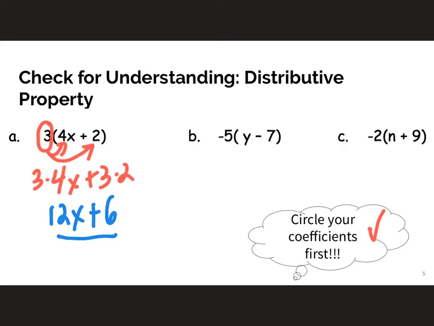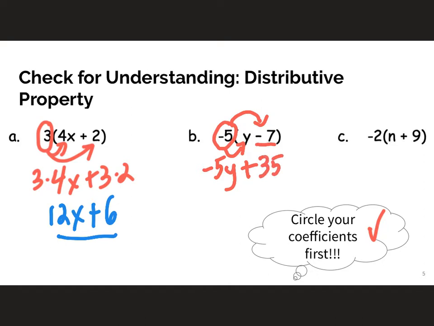Let's try out example B. My coefficient over here is going to be -5. And this is another example where I really want to make sure that I'm watching my signs. The first term that I'm going to be multiplying with -5 is y. So -5 times y gives me -5y. Now, I also know that I have another term within my parentheses, this -7. So I want to make sure that I'm multiplying -5 times this whole term, -7. And the negative times the negative is going to give me a positive. -5 times -7 is +35.